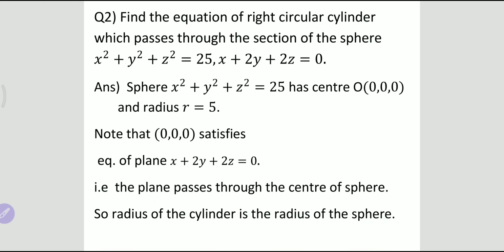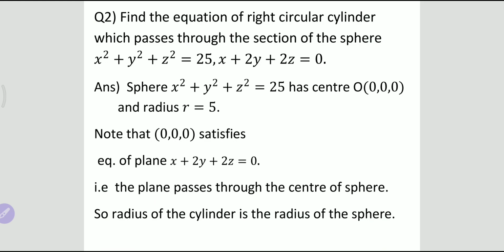Now observe that (0, 0, 0) will satisfy the equation of the plane x plus 2y plus 2z, because when you replace x by 0, y by 0 and z by 0, it will satisfy. So we can say that the center of the sphere will lie on the plane. So what does it indicate whenever the center of the sphere lies on the plane?